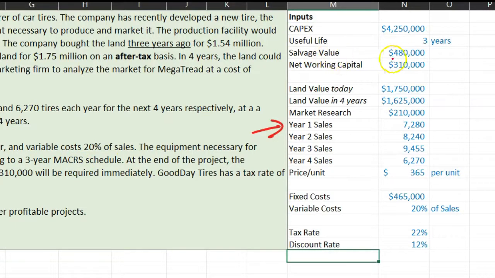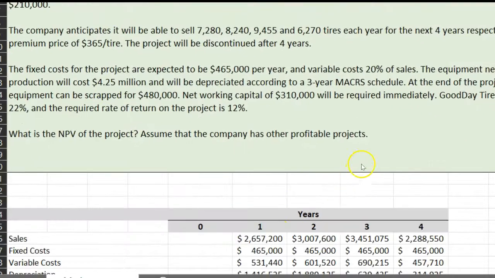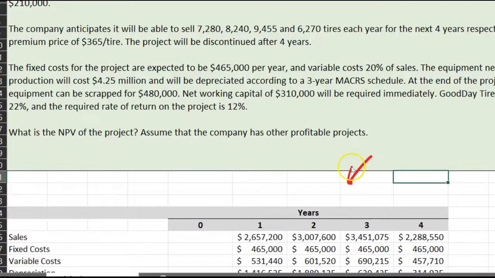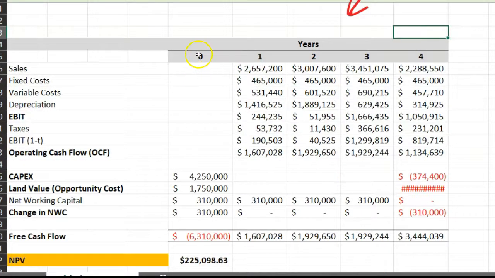So all the other numbers like the salvage value, the net working capital investment, the value of the land today and what it's going to be in 4 years, all the stuff that is given in this question, I've written it down separately. Why? Because then I can calculate cash flows by self-referencing numbers over here. And so that is what I am doing here. What I've done is that I've laid out the years. Year 0 is today. Year 1, 2, 3, and 4 represent the 4 years over which we're going to be generating cash flow from this investment. And what I'm going to do is just walk you through the numbers that I have over here.